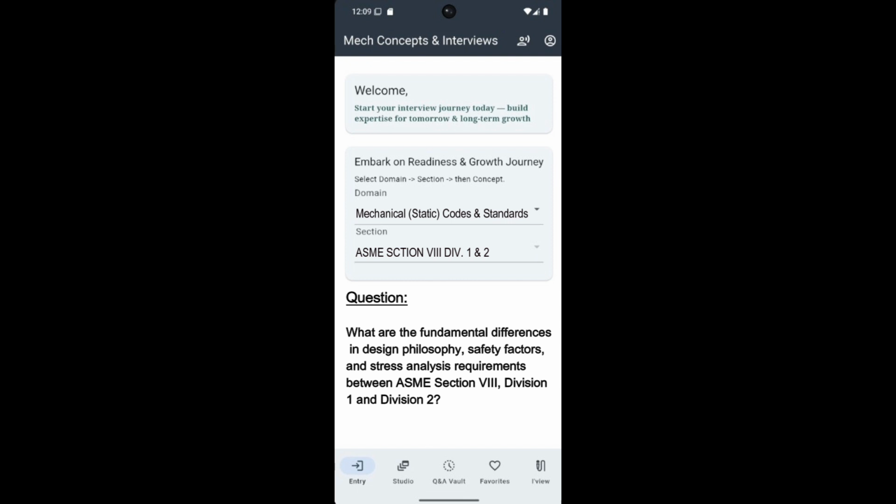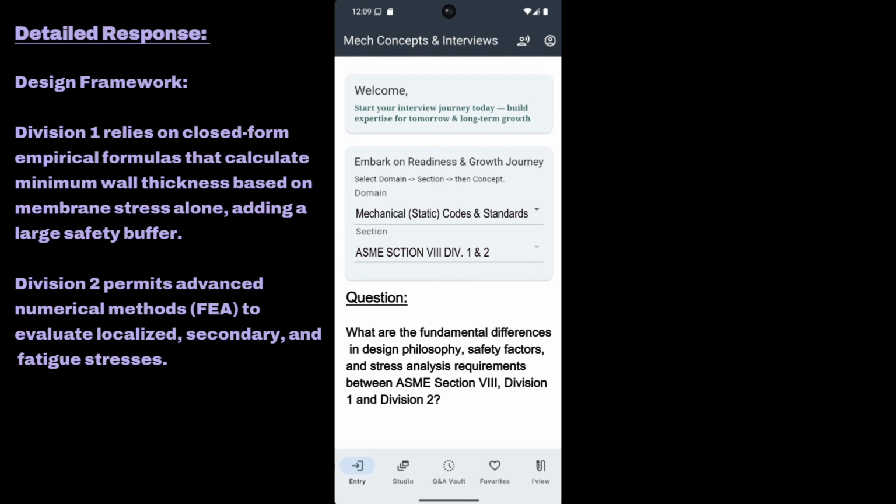Let's pause and unpack the physics behind those calculations. When you say Division 1 uses simplified calculations, what is the physical reality of that? What is the code actually measuring to determine if a vessel will survive? Good question. Division 1 calculates the minimum wall thickness based almost entirely on primary membrane stress.